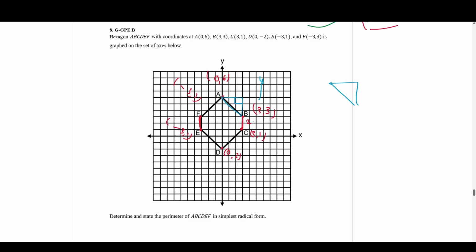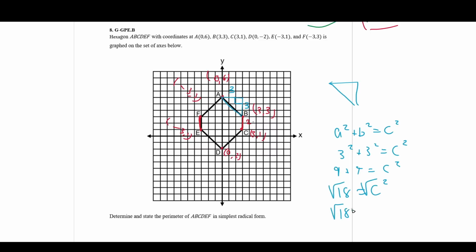Okay, so if this right triangle has one leg which is 3 units long, another leg that's 3 units long, I know that a squared plus b squared is equal to c squared. So 3 squared plus 3 squared has to equal c squared. 9 plus 9 has to equal c squared, and 18 has to equal c squared. Now remember, I'm solving for c, not c squared, so I have to take the square root of both sides, and I get that radical 18 is equal to c.